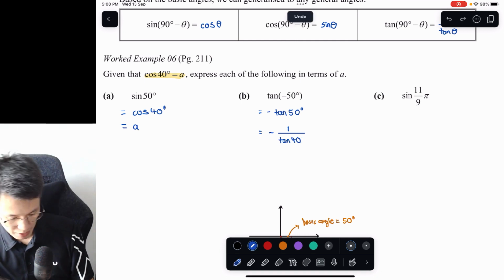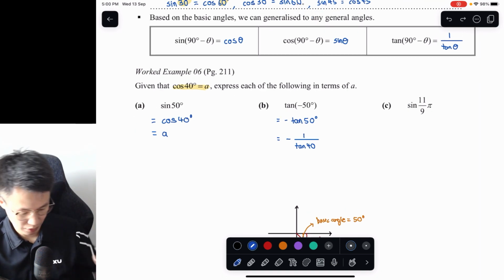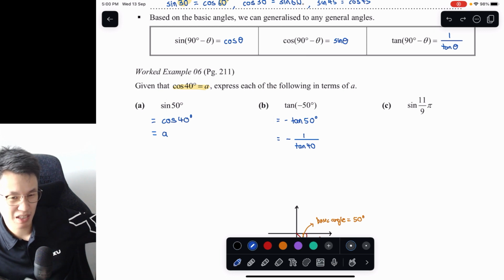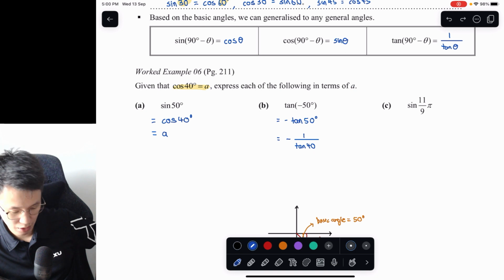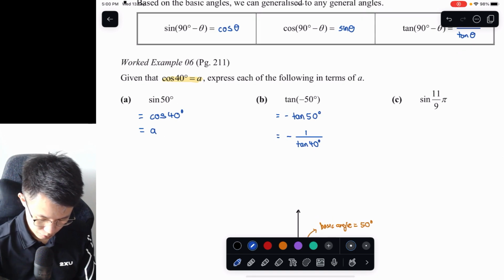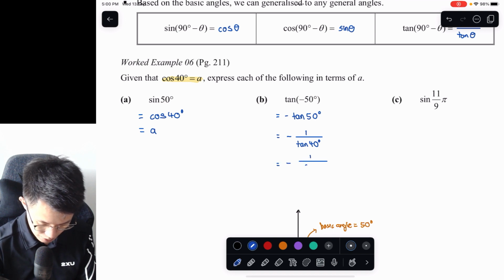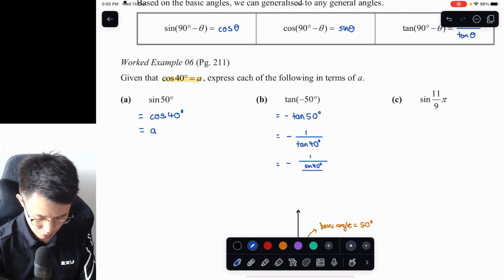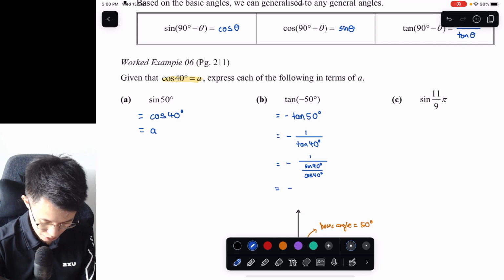Now with this being said, it's going to be a little bit tough for us right now because we don't have much information here. But what we do know is cosine 40 is equal to A. So in the sense, we can actually rewrite this as negative 1 over sine 40 degrees divided by cosine 40 degrees. And this would simply just be negative of cosine 40 degrees divided by tangent 40 degrees.